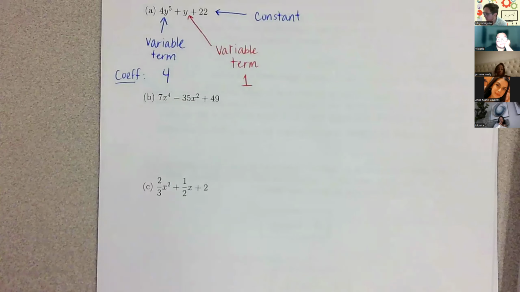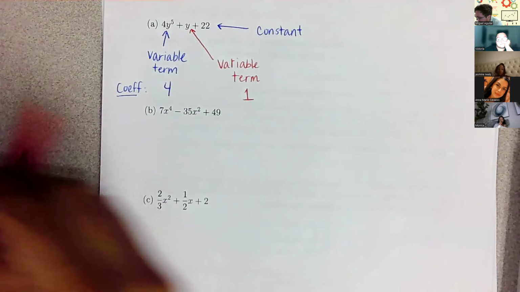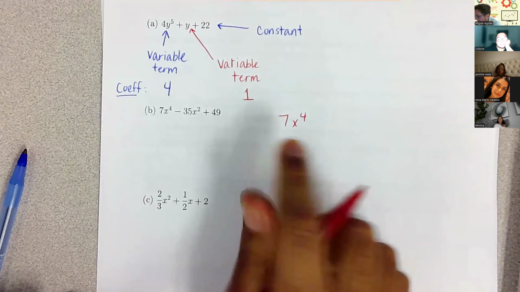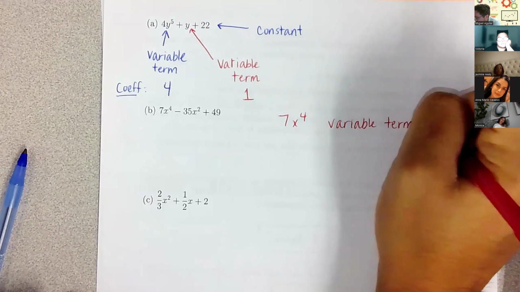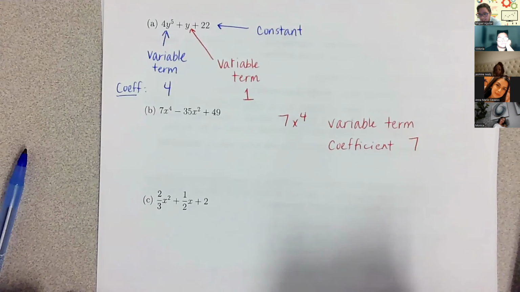So I have on the side what the variable is. Yeah, I think I know what you're talking about. Let me go back to my document camera real quick. I'm just drawing arrows and pointing to that, which I think is good enough. If you're going over here to the side and saying 7x to the fourth for this next one is a variable term, and then the coefficient is 7, that's perfectly fine.